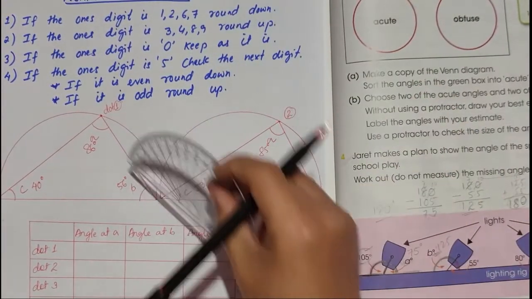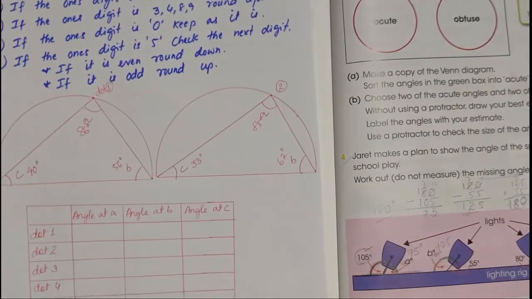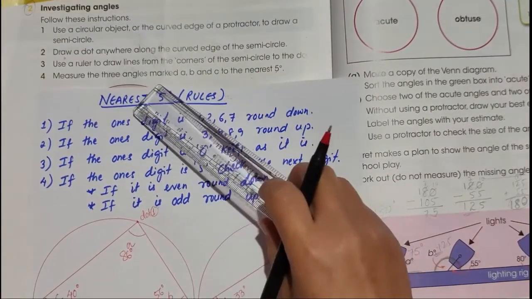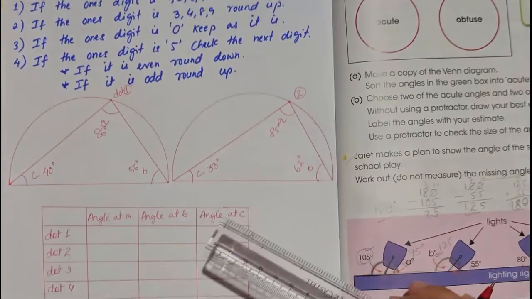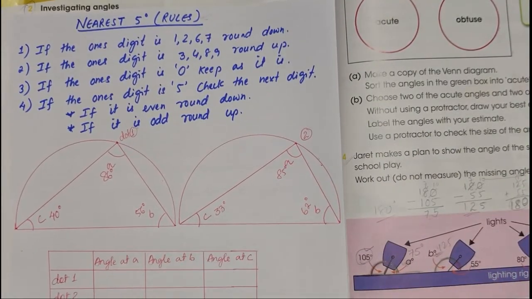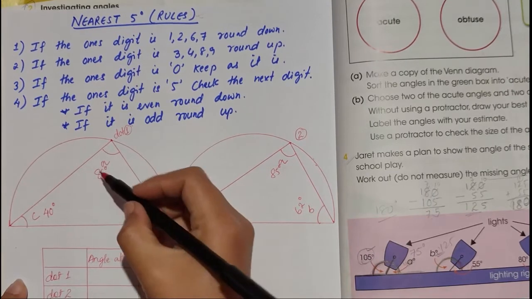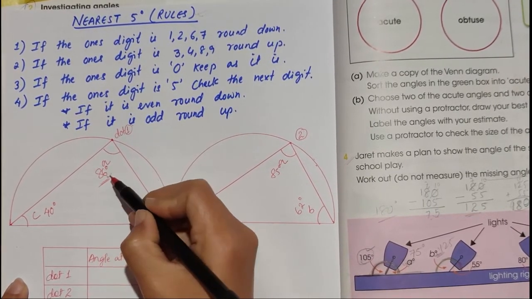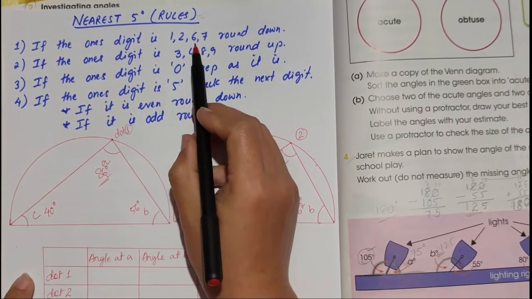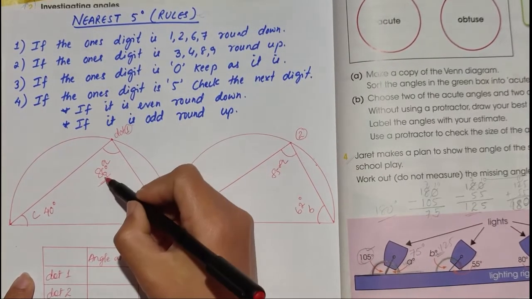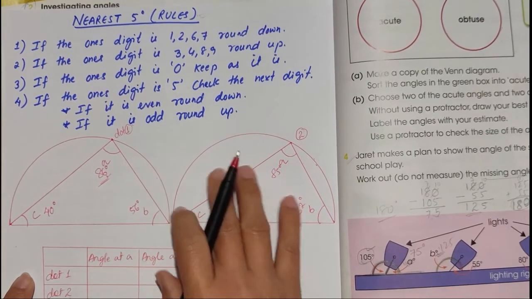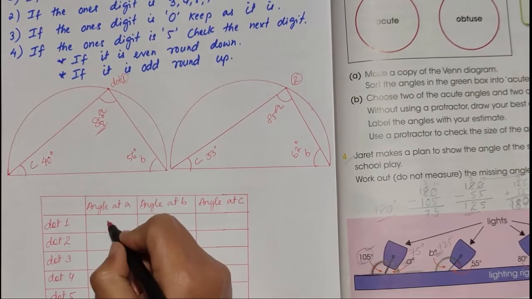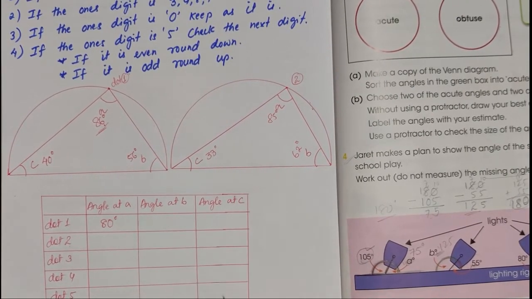So we got these angles. Let's find out. Instruction number 4 says to measure the angle to the nearest 5. So we're going to change it to the nearest 5. For dot number 1, for angle A, we got 86. So your ones digit is 6. What does the rule say? 6 means round down. So 86 becomes 80 degrees.